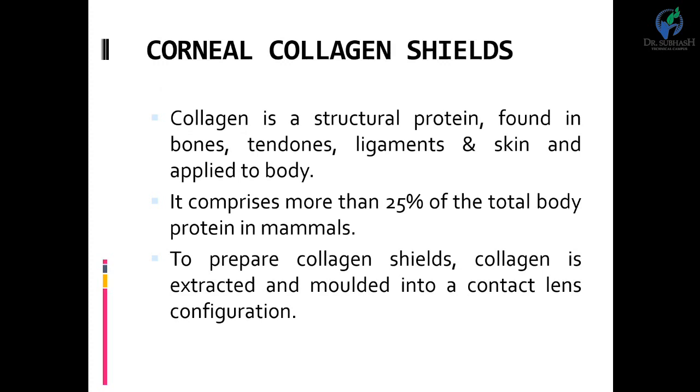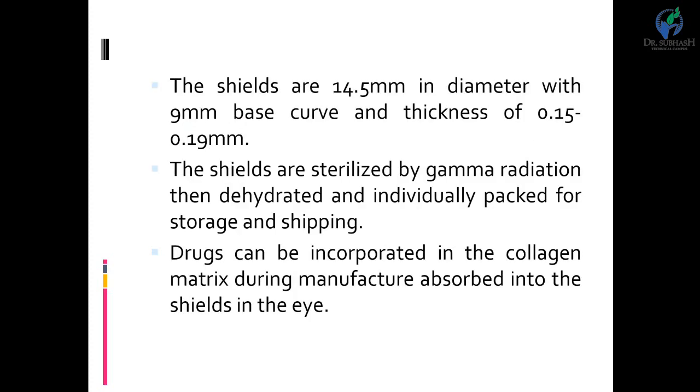So what is it? Collagen is a structural protein found in the bone, ligament, skin, and throughout the body. It comprises more than 25% of the total body proteins in mammals. To prepare the collagen shield, collagen is extracted and molded into the contact lens configuration. The shield has specifications like diameter, base curve, and thickness, and is sterilized by gamma radiation, then dehydrated and packed for storage.